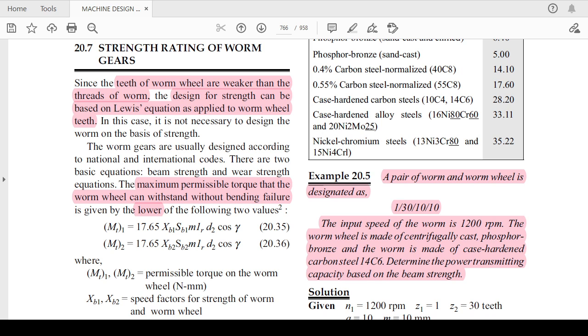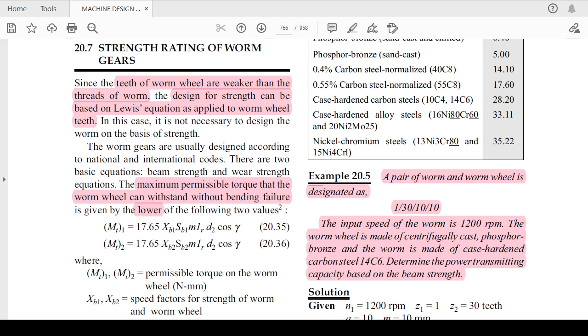Today we will try to solve one numerical so that you can understand what kind of questions are asked in university exams. On the basis of gear design, in unit number 5, most of the time the university will give you one numerical to solve instead of asking theory-related questions.